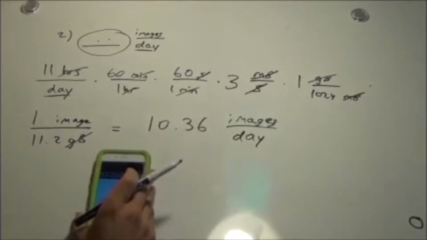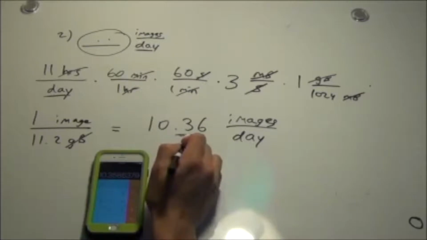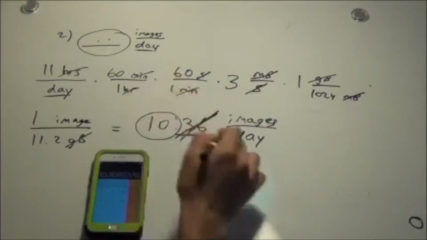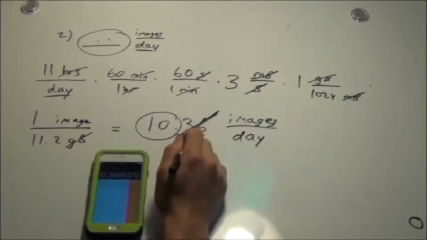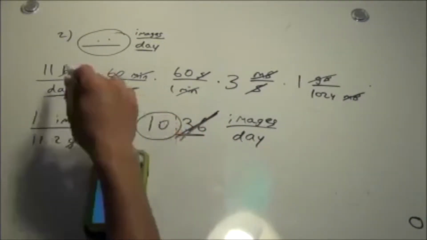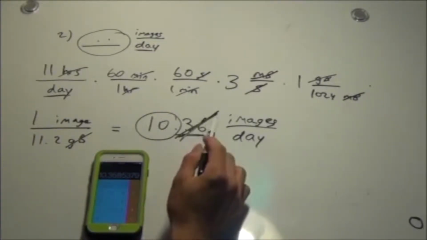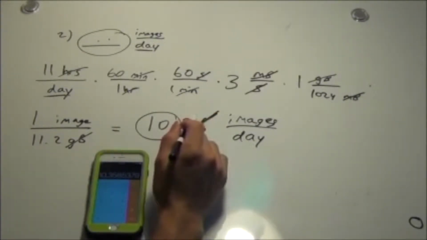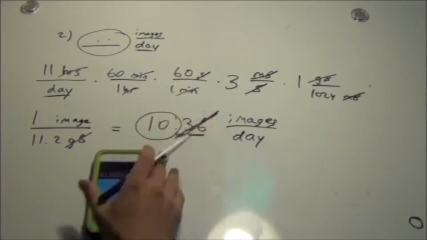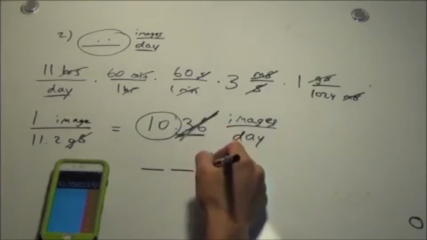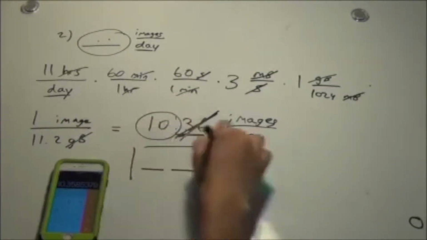But notice here that we got a decimal. On the real test, you want to say 10. You don't want the decimal. You want to round down because in one day you can only transmit for 11 hours, and transmitting a part of an image doesn't count. So make sure you read the question carefully, and you want to grid in here just 10. And there's your answer.